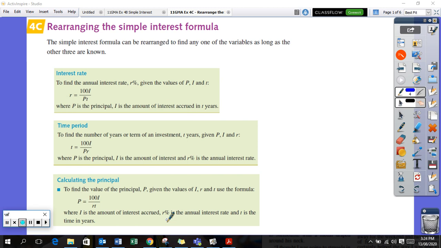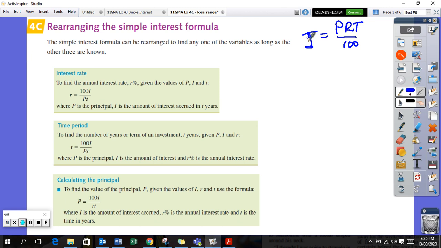Today we're going to look at a bit more of the simple interest formula, and today we're just going to use it to rearrange. So the simple interest formula is I equals PRT over 100. If you want to find out what the interest is, that's good. You can just put it into the formula.